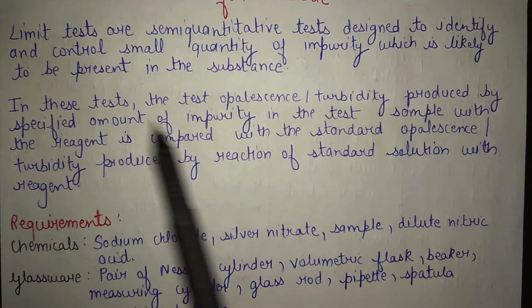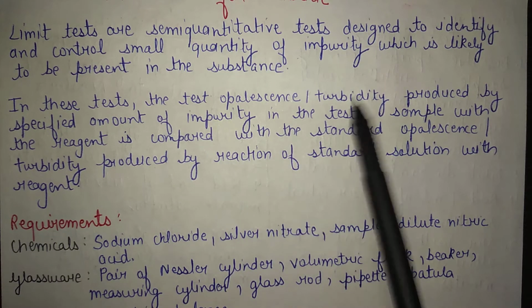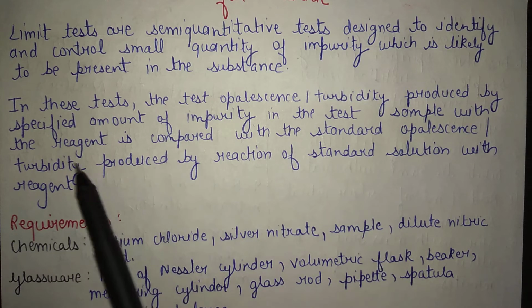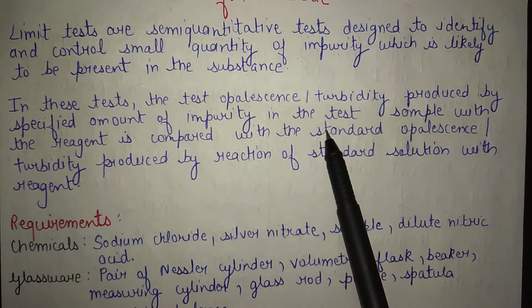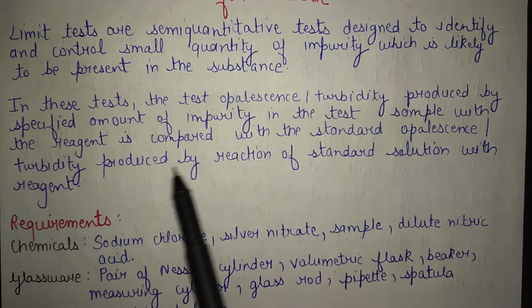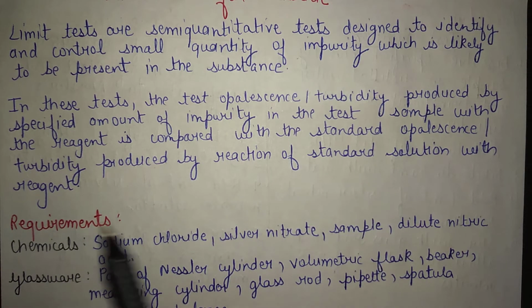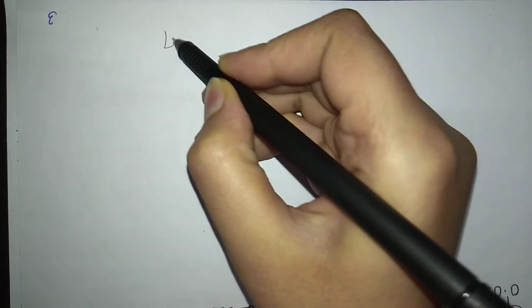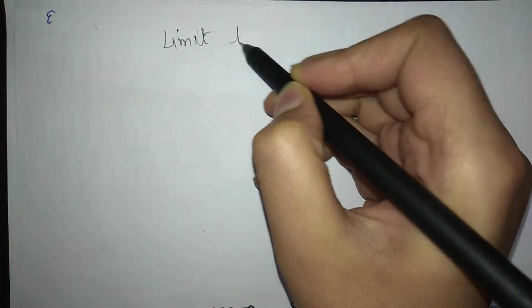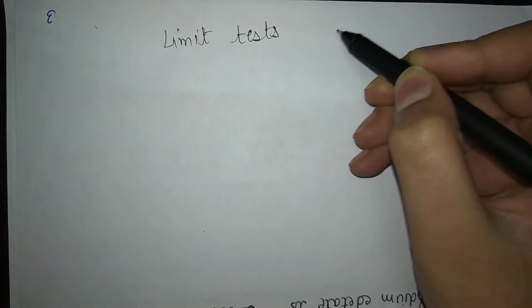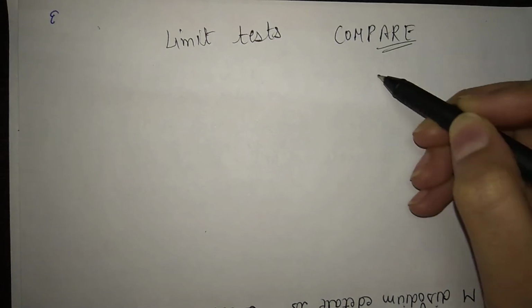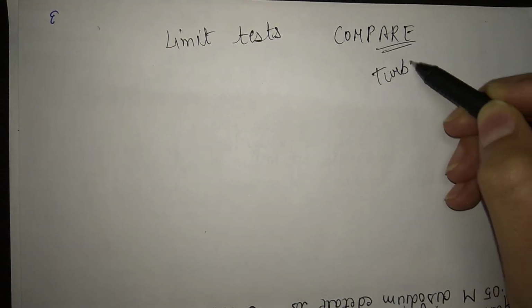In these tests, the opalescence or turbidity produced by the specified amount of impurity in the test sample with the reagent is compared with the standard opalescence or turbidity produced by the reaction of the standard solution with the reagent. Now let me explain what is happening over here. We are talking about limit tests. In most limit tests, we compare the turbidity or opalescence.